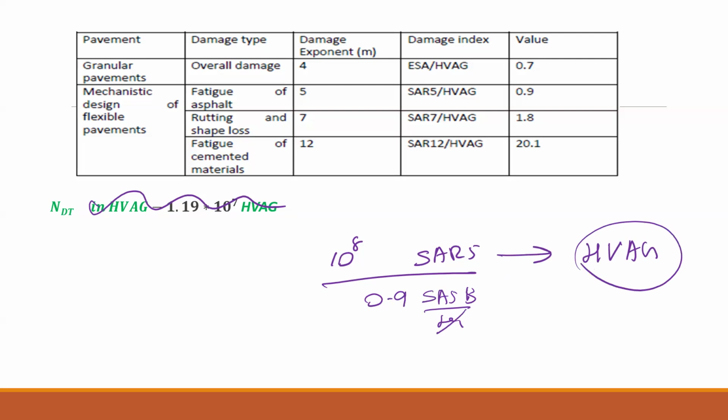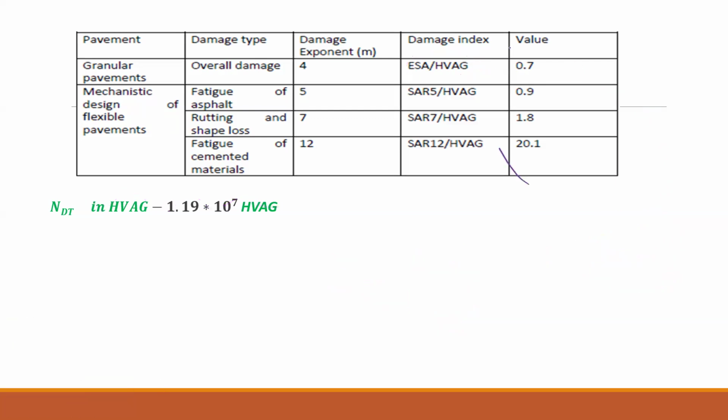And also, if I ask you to convert this to ESA, how do you convert it to ESA? You need to first find it in HVAG and then convert it to ESA. Am I right? And the other thing is these ratios are not the same for all the projects. It depends on the traffic.